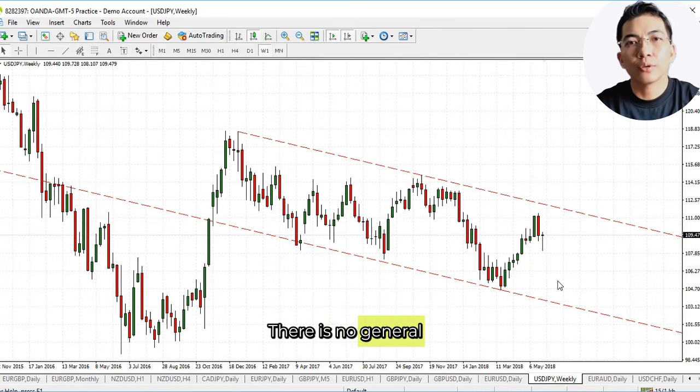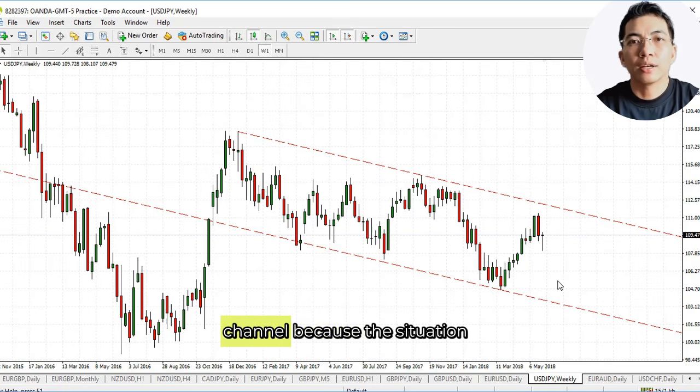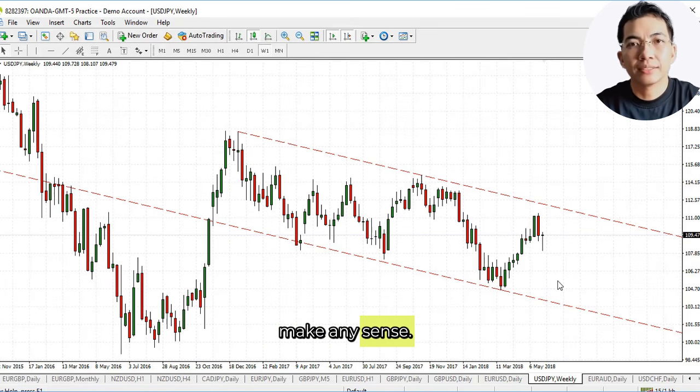There is no general rule to build a channel. You just need to develop an eye for it with practice. Also, sometimes you can draw a very good trend line, but you can't build a good channel because the situation on the opposite side is different and a parallel line would not make any sense.